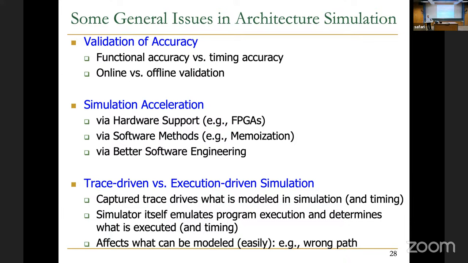Another issue is trace-driven versus execution-driven simulation. Sometimes you input a trace to your simulator, which, as I said, could be a trace of memory accesses, or a trace of architectural or microarchitectural execution. Or it could be execution-driven, where you input the binary file of your application. Both have been used, and depending on the use case and the level of the simulator, we can use them.